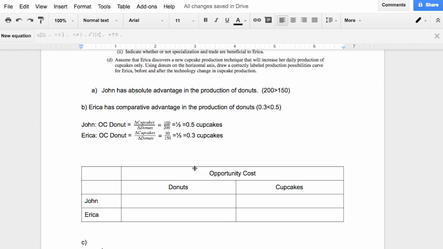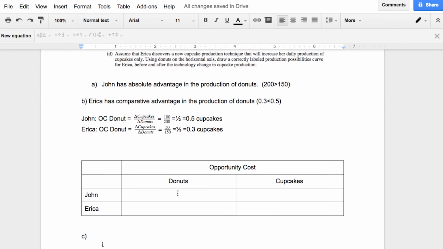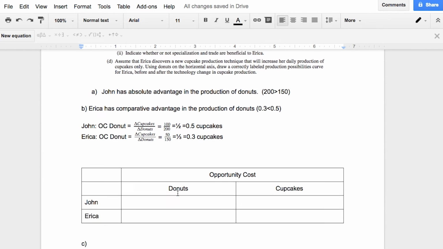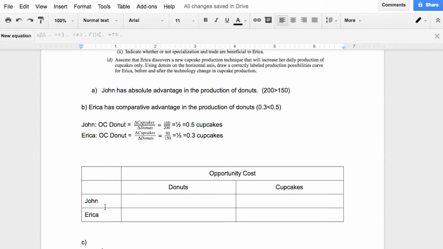So with all of this in mind, we're going to quickly build a table here, which I've already started, before we move on to part C. So we're looking at the opportunity cost for each of the parties in each of their modes of production, right? So donuts. John's opportunity cost for a donut is 0.5, let's actually use fractions, half a cupcake. Erica, we already calculated, is 1/3 of a cupcake.